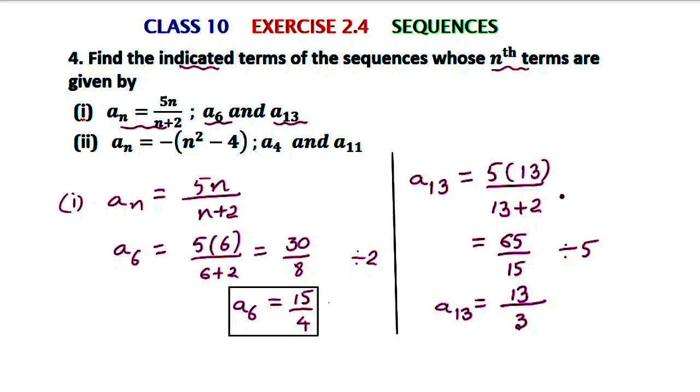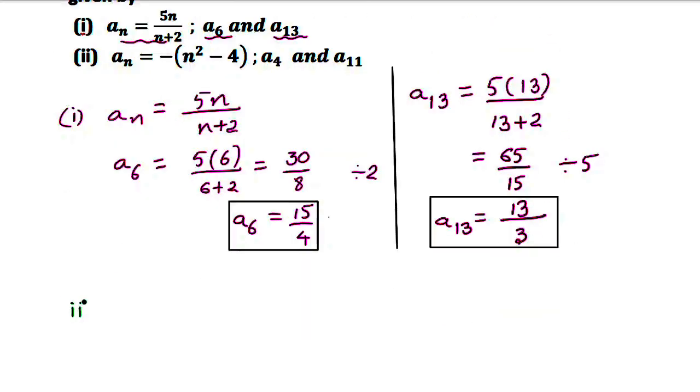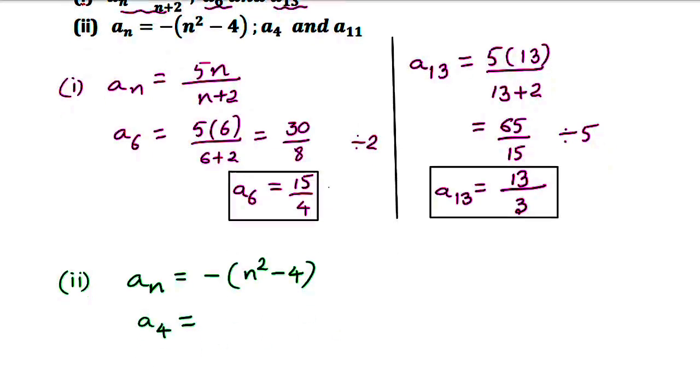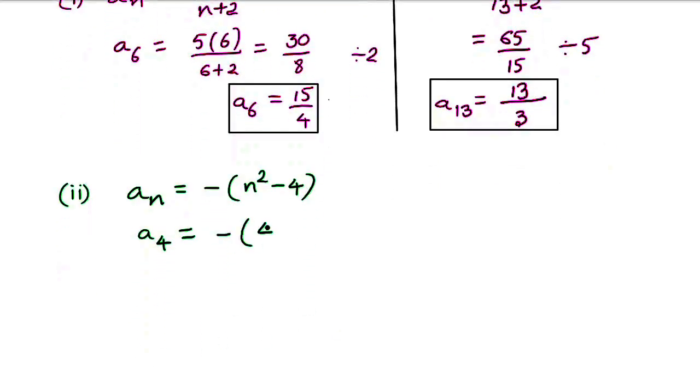Next second subdivision. Nth term an equal to minus of n square minus 4. இப்போ நம்ம fourth term கண்டுபிடிக்கணும். a4 equal to minus of 4 square minus 4 equal to minus of 4 square is 16 minus 4. So this is equal to minus 16 minus 4 is 12. So fourth term equal to minus 12.